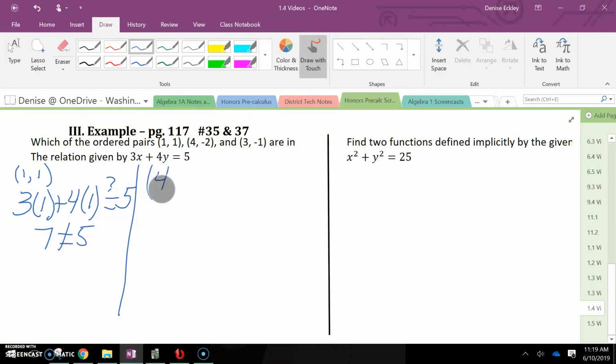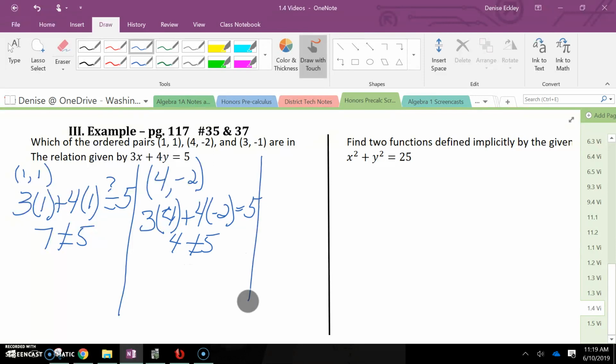And then if I test (4, -2), is 3 times 4 plus 4 times -2 equal to 5? So now I have 12 minus 8, which is 4. 4 is not equal to 5, so it's not that one.